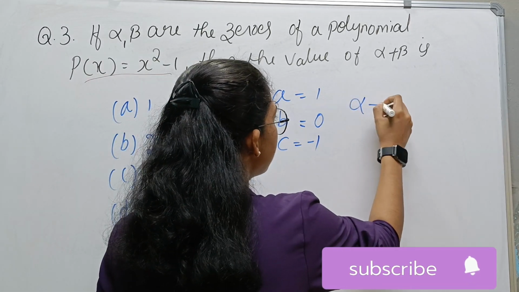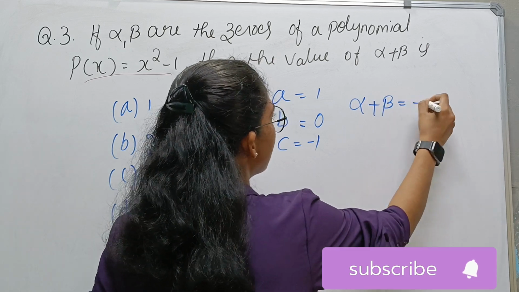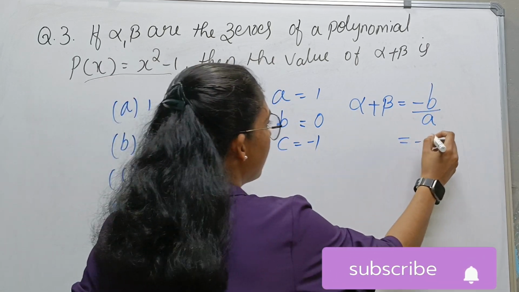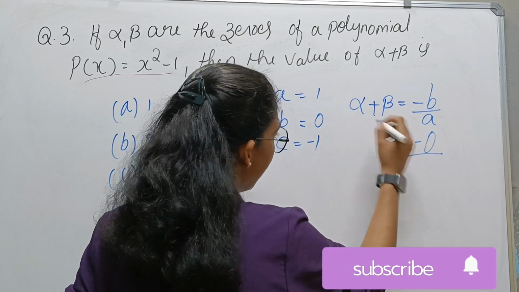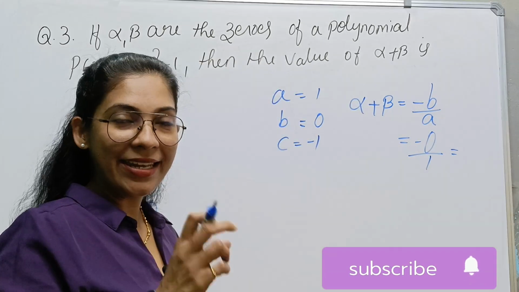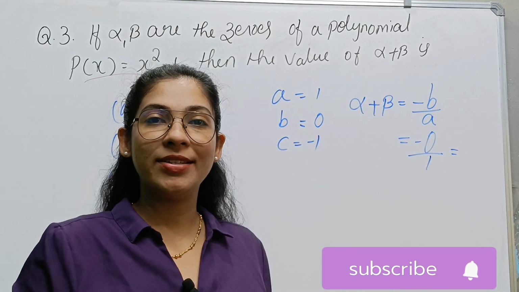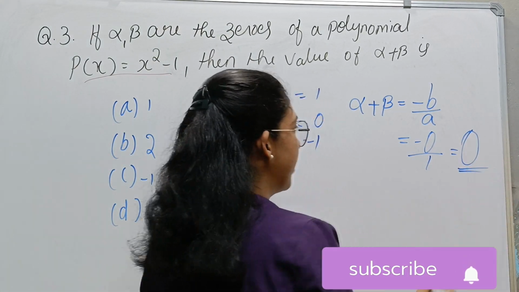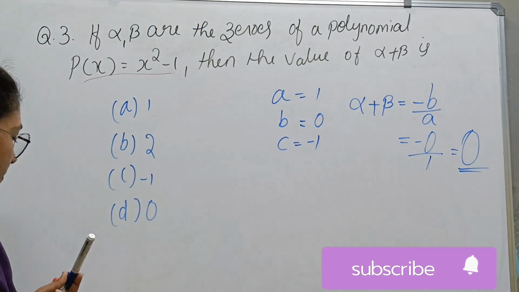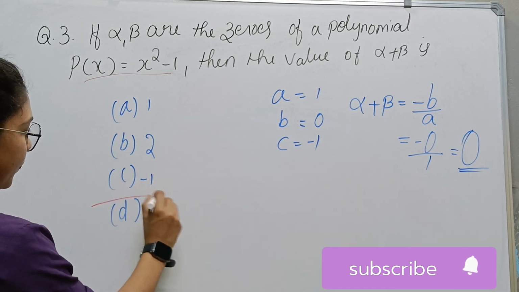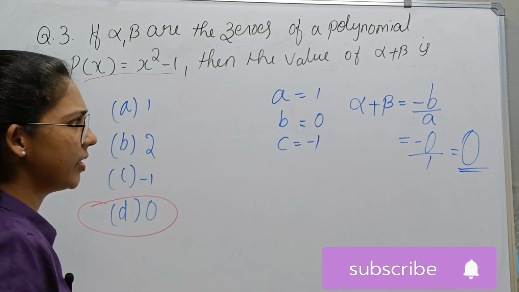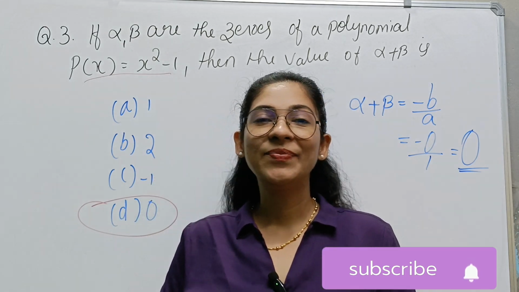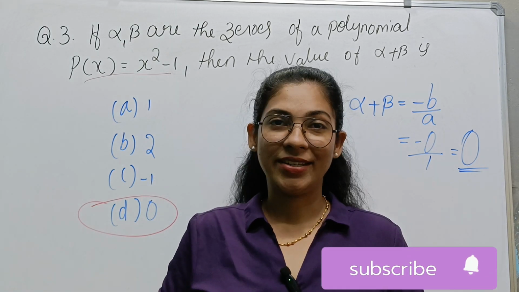So sum of zeros alpha plus beta is equal to minus B upon A. So what is minus B? Which is minus 0 upon A is 1. Any fraction with a 0 numerator is said to be 0. So 0 is the answer. That is option D, 0. Option D is the right answer. Did you get me? Now let's move on to the next question.